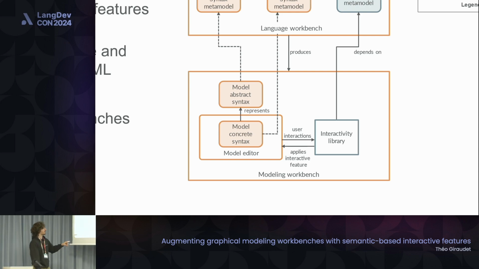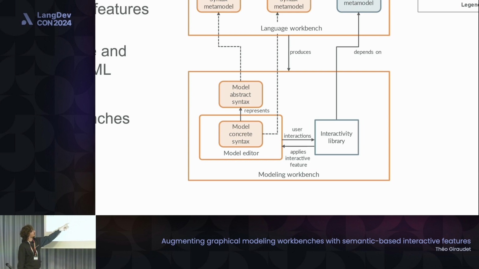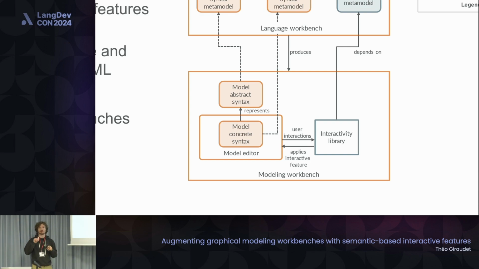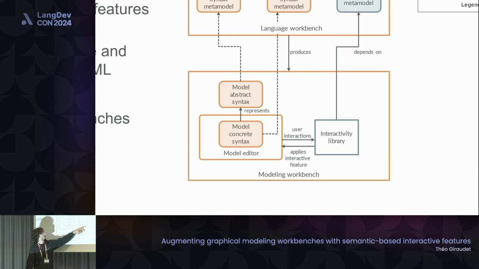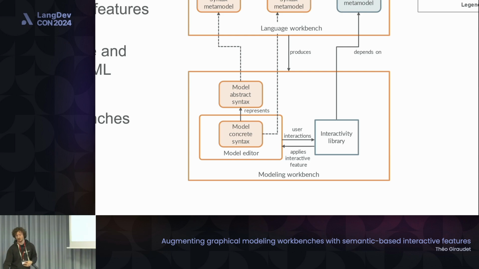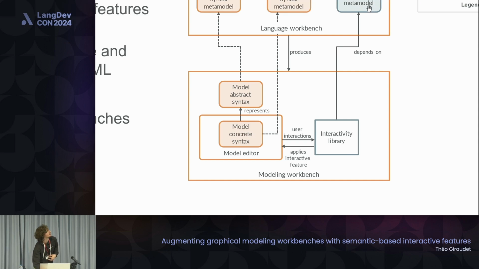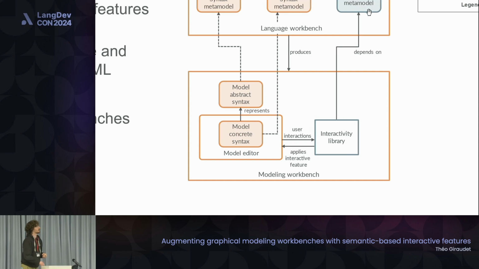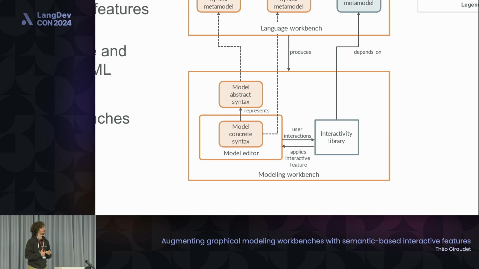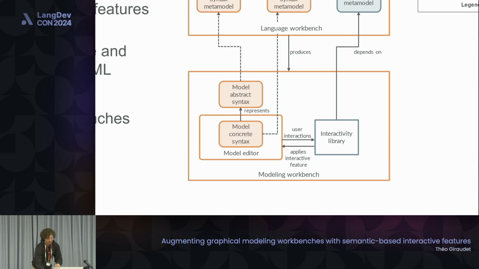So when the user triggers an interaction inside the model editor, for instance, the zoom in or zoom out interaction, the interactivity library will listen to these different interactions, and according to what is described inside the meta model, it will decide to apply or not the different interactive features.